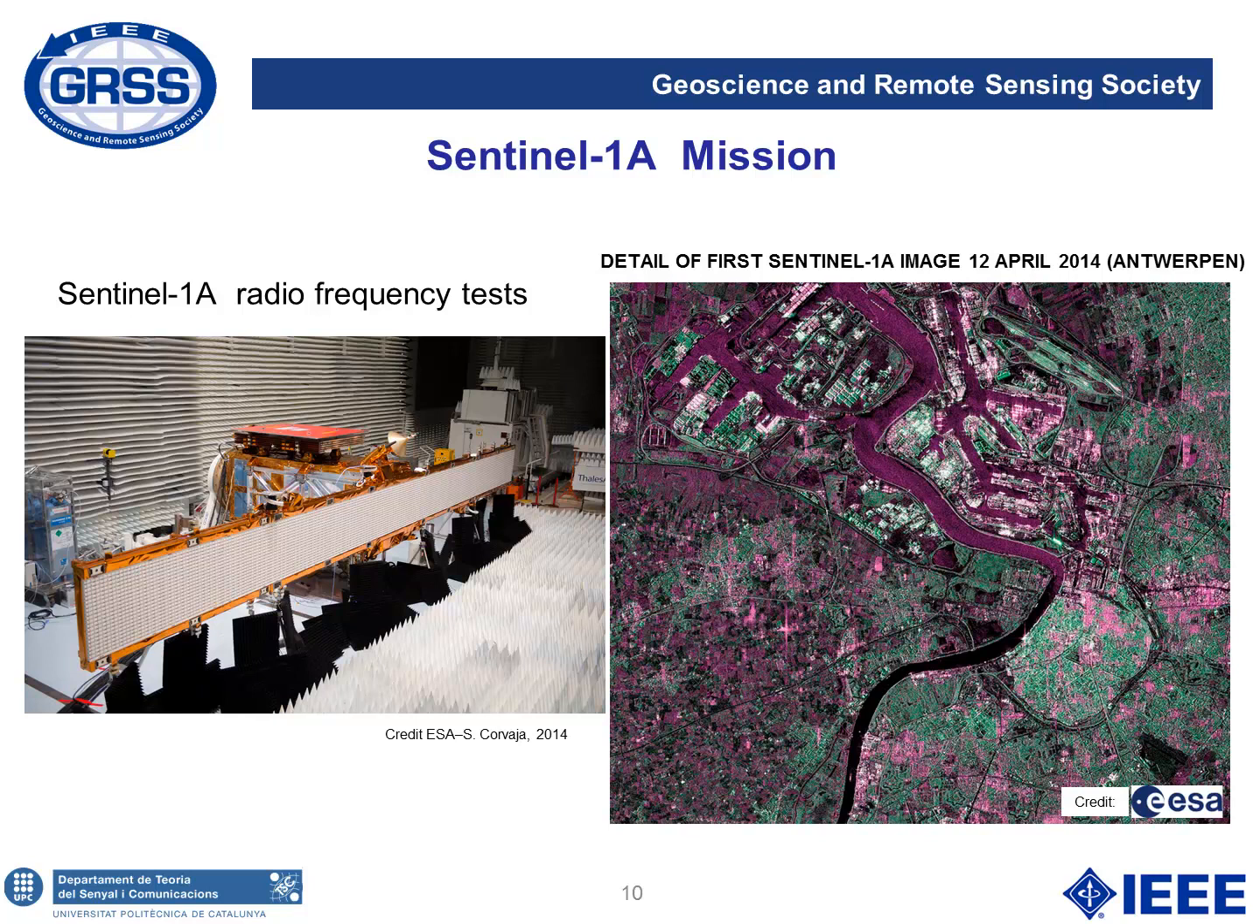A more recent example, actually a very recent one, is Sentinel-1, which is shown in the left part of the slide in the anechoic chamber test of the radio frequency parts, including the antenna, which is deployed here, the array antenna. And in the right part of the slide you can see a detail of the first image, which was taken in April 2014, and this corresponds to the city of Antwerpen in Belgium.